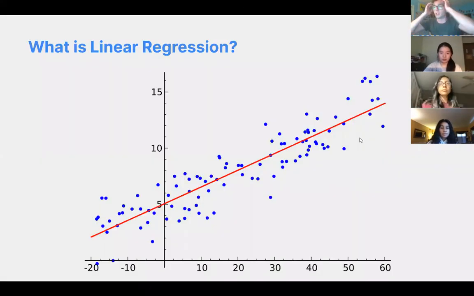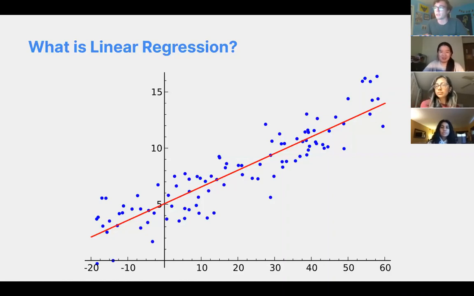So to start, let's talk a little more specifically: what does linear regression mean to you guys? What is this? What do you see from this chart? Can somebody unmute and just talk? It's like a line of best fit.